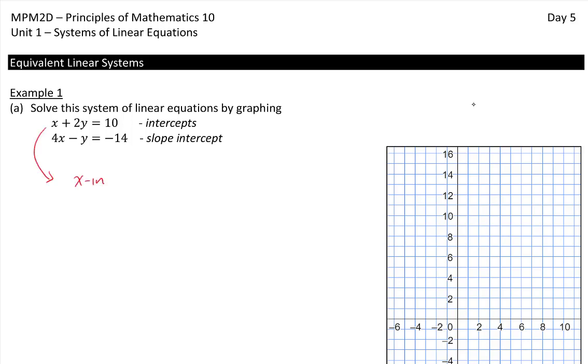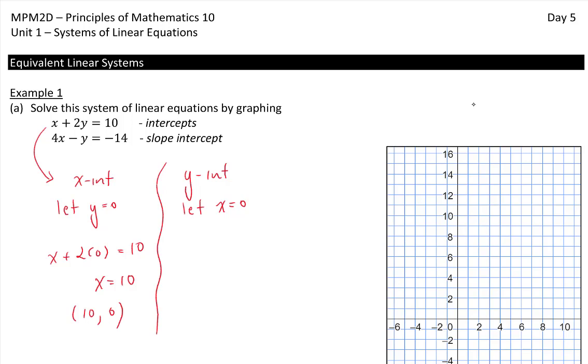We're going to first look for the x-intercept. And to do that, we're going to let y equal 0. And then we're going to look for our y-intercept, and in which case we're going to let x equal 0. So let's start with the x-intercept. We get x plus 2 times 0 equals 10, and we're left with x equals 10. So we have an x-intercept of (10, 0).